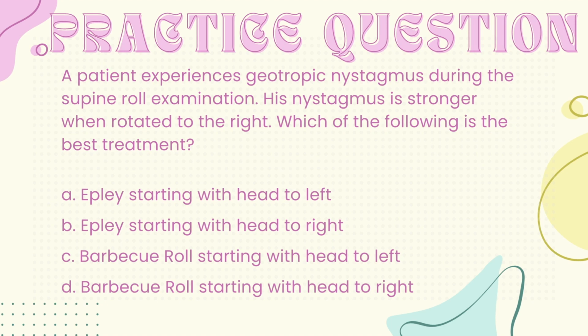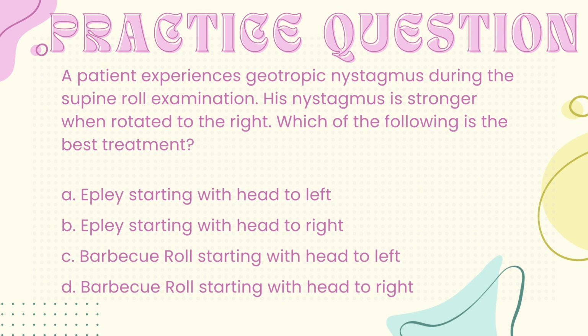If you're not ready to go over the answers, please pause. Highlighting what we need to know. So we are going to be looking for the best treatment, but what test is being performed? That is the supine roll examination, and the positive test was that it was geotropic nystagmus. So geotropic means that the nystagmus was going towards the ground, and when it's towards the ground, that means that the side of involvement is the side of the stronger nystagmus.